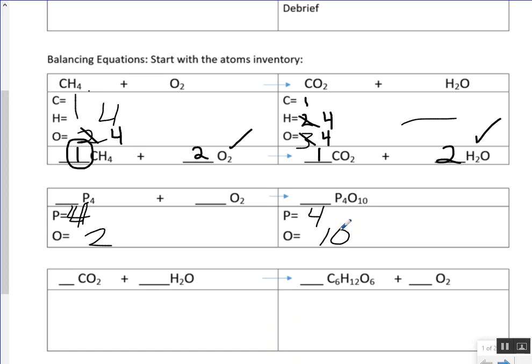So in order to have 10 O's on the left-hand side, I need to multiply this by 5. Remember, coefficients multiply the number. So I'm going to put a 5 in front of here. 5 times O2, so 5 times 2 changes from having 2 O's to 10 O's. So look, 4 P's here, 4 P's here, 10 O's here, 10 O's here. That means one small change balanced my equation, and like I said, I like to put 1's as placeholders in front of these. So 1 P4, 5 O2, 1 P4O10. That equation is balanced. Let's keep going.